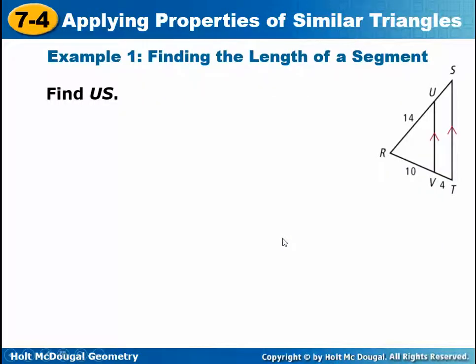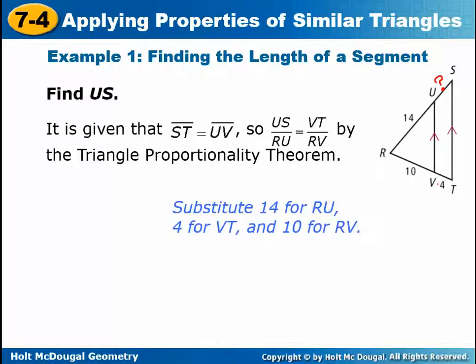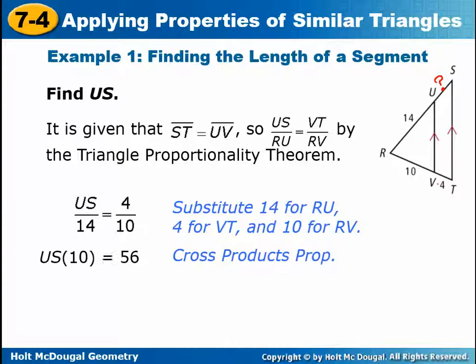All right, so let's see how that's going to work. We are going to try to find US, which is this little section right here. We know that RU is 14, we know that RV is 10, we know that VT is 4, and we're looking for US. We also know that this line, UV, is parallel to ST. They're marked parallel. So therefore, we can set up a proportion using the triangle proportionality theorem, and we are going to plug in our missing parts. So we can say that US over 14 is equal to 4 over 10. And then we just solve that little proportion using cross products.